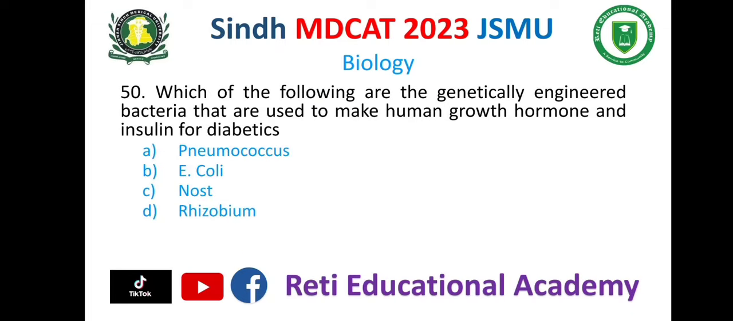Question number 50. Which of the following are the genetically engineered bacteria that are used to make human growth hormone and insulin for diabetics? A, pneumococcus, B, E. coli, C, Nostoc, D, rhizobium. And the correct option is B, E. coli.